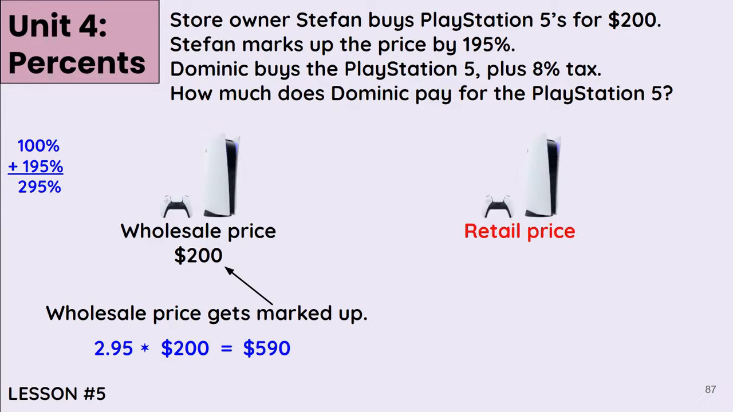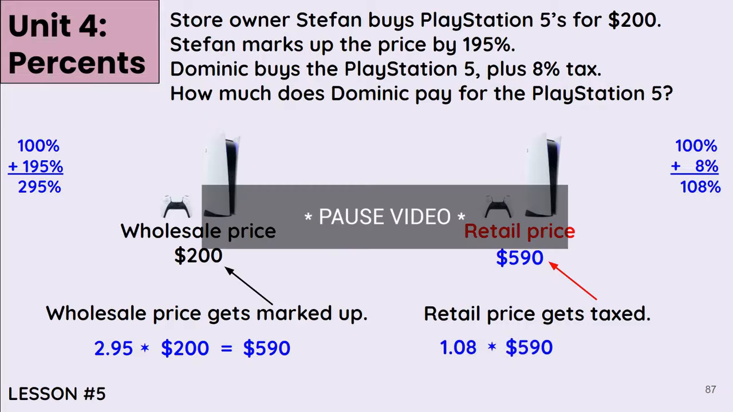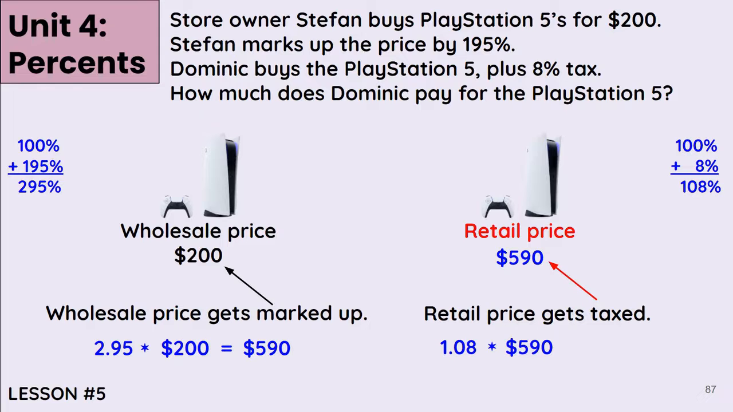So when Dominic walks in to find this PlayStation, he only sees the $590 price. He has to pay that amount with tax. Tax is 8%, so he's going to have to pay 100% of that price plus the 8% tax. He's going to have to pay 108% of that price. So go ahead and do 1.08 times that price. All right, you should have found out that the retail price with tax is $637.20.